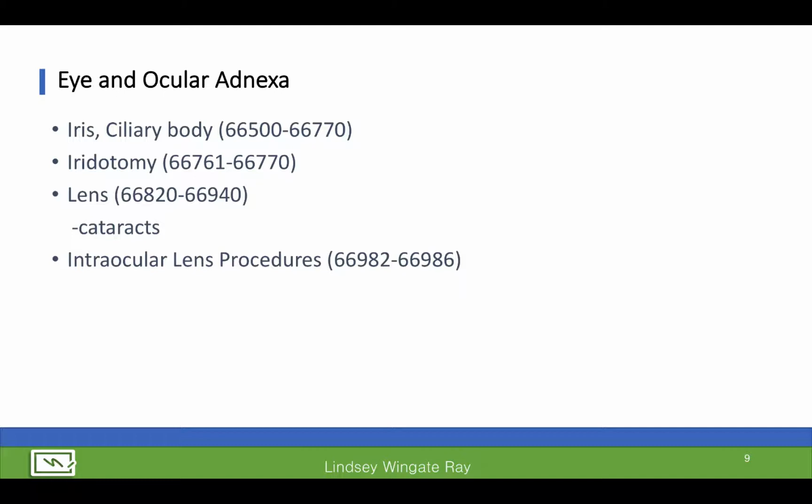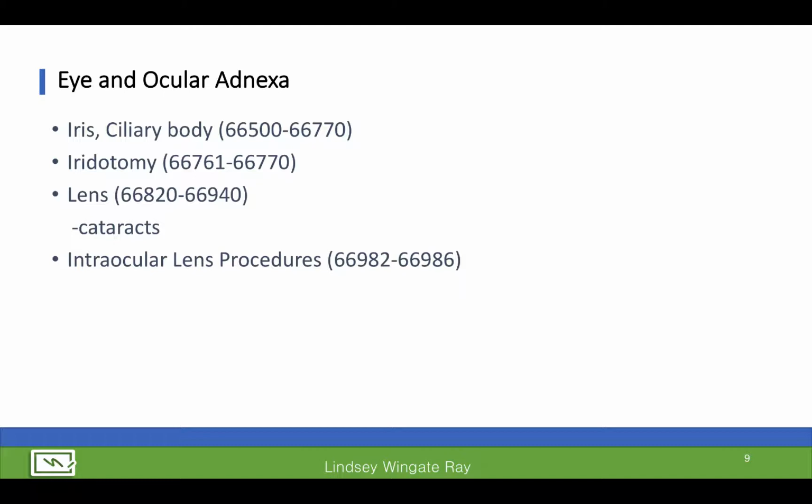Lens 66820 through 66940 is grouped by incision and removal. Cataract removal is the primary procedure in this category. There are instructions for review explaining the components of these procedures reported with the codes. Pars plana approach is an open procedure to get to the back of the retina or vitreous.